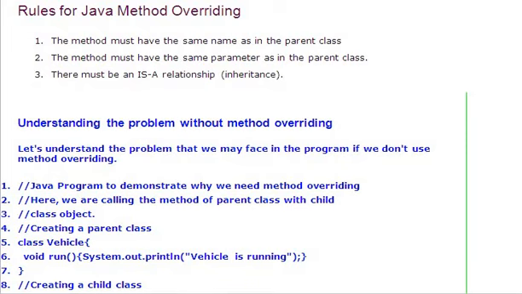So what are the basic rules to be followed in overriding? The method in the child class must have the same name as in the parent class, and must have the same number of parameters as in the parent class, and there must be an IS-A relationship, that is, inheritance.